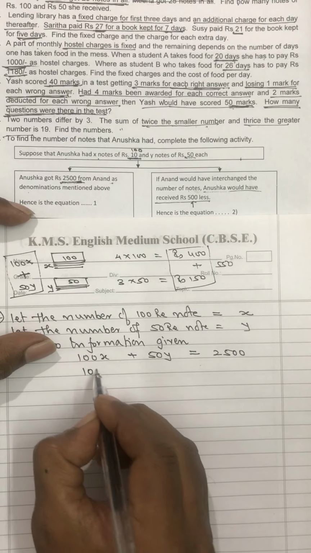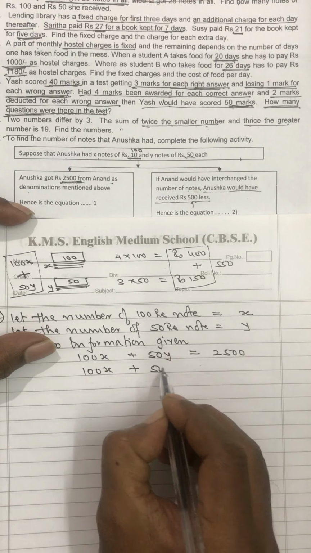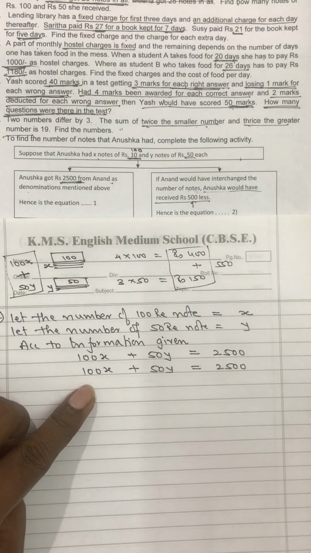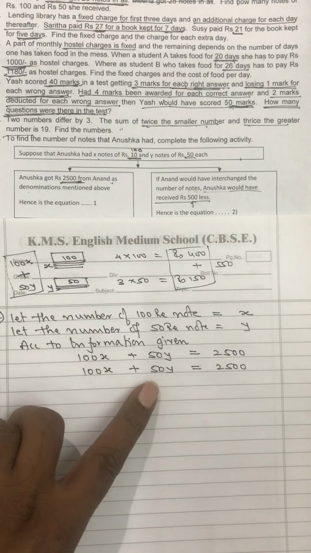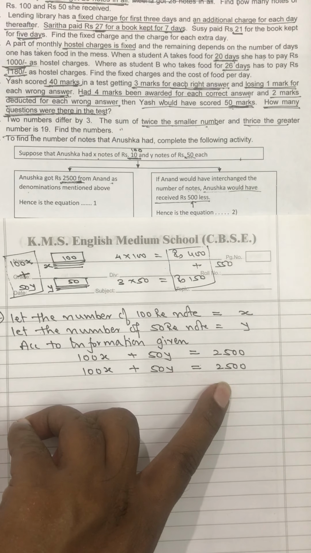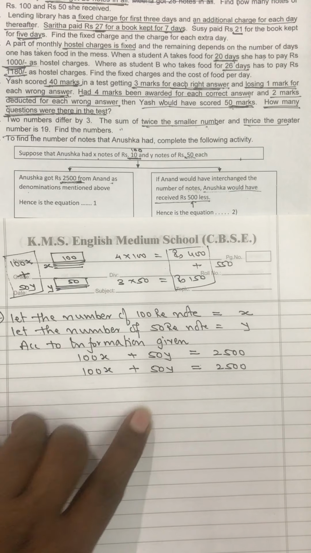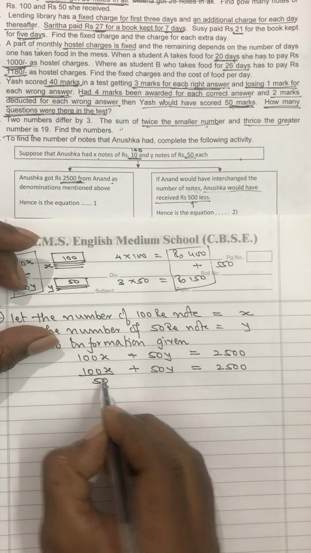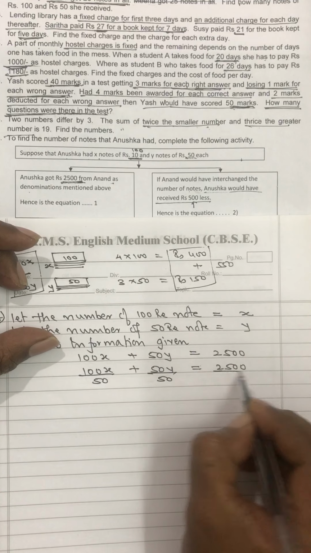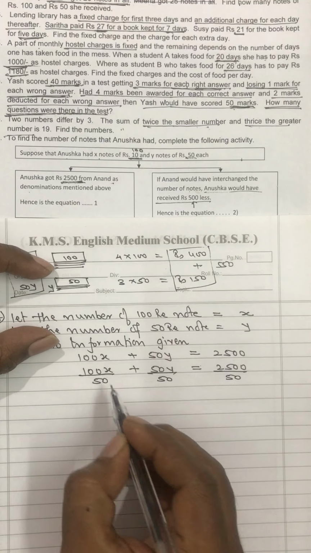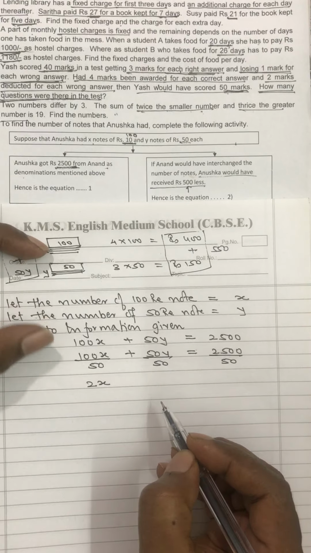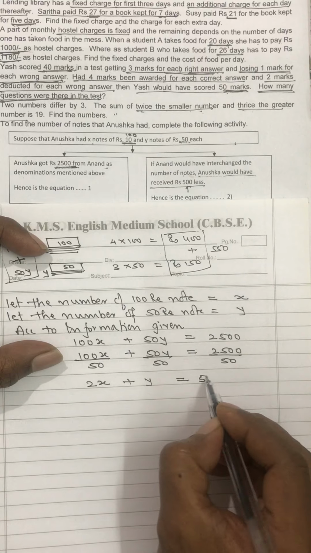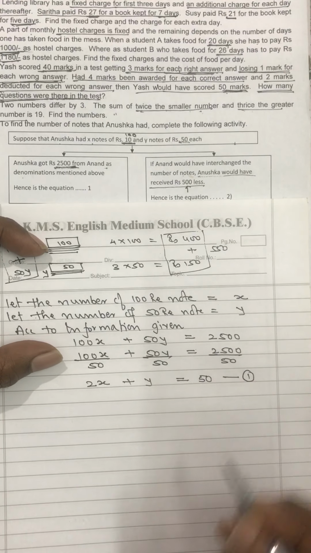So we can reduce this equation by dividing throughout by what, can you guess? I will divide by 10, so this will become 10X, 5Y, 250. Then again one more 5 I can divide throughout, so this will give me 2X plus Y equals 50. This will be my first equation.